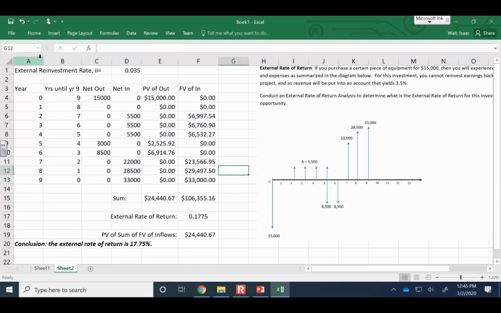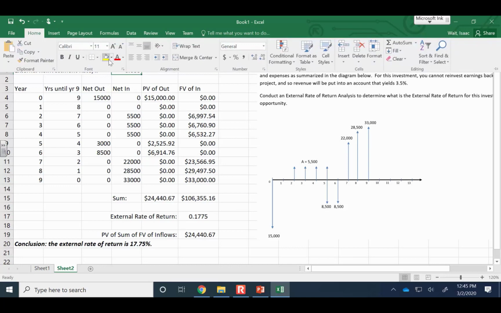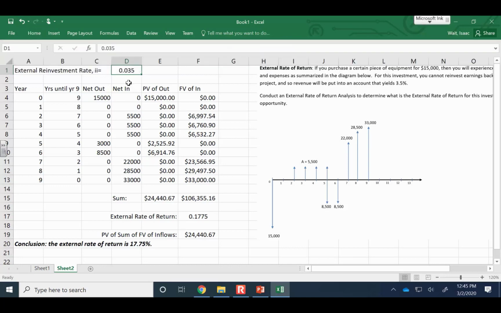Okay, so remember on the external reinvestment rate, that'll be the given interest rate that the profits go to. It's the outside account where these revenues are going to be placed until the end of the study period. The study period is a 9-year time horizon, and what we want to know overall is the weighted average of the profits.